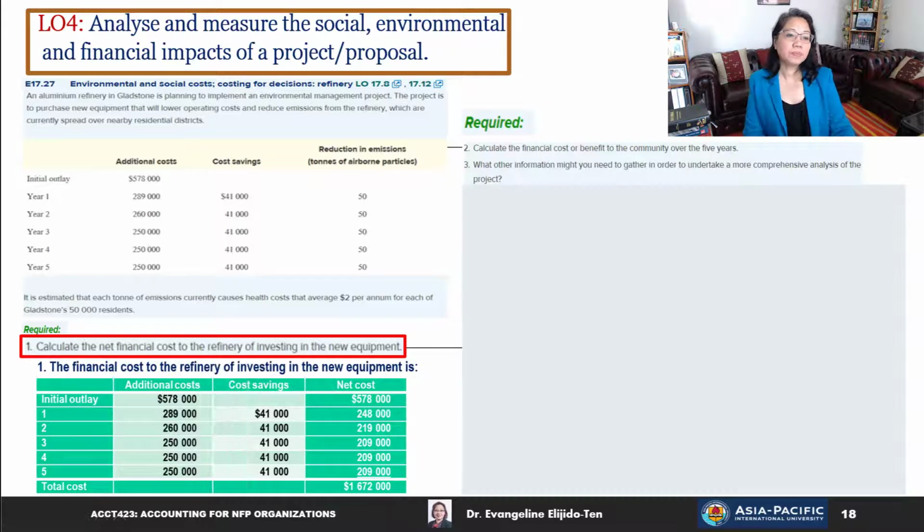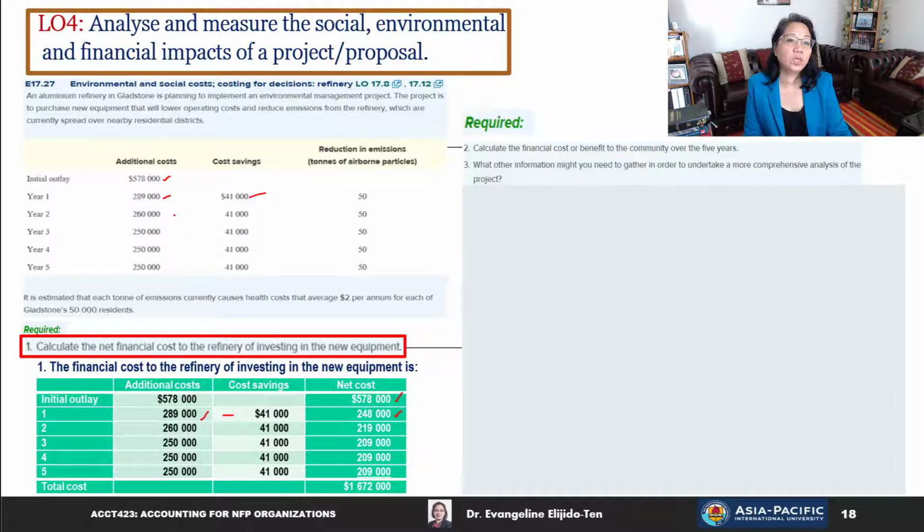So here, the financial cost to the refinery of investing in the new equipment, as you can see, we will have the initial outlay, which is simply as given there, 578,000. So that is an outlay. For each year, from year 1, we have 289,000 in terms of additional cost, but we will have cost savings of 41,000. When we deduct the cost savings from the additional cost, we'll get 248,000 net cost.